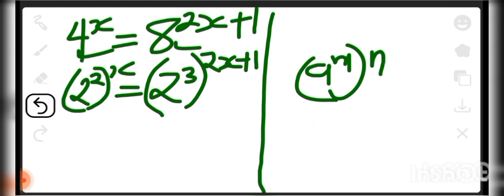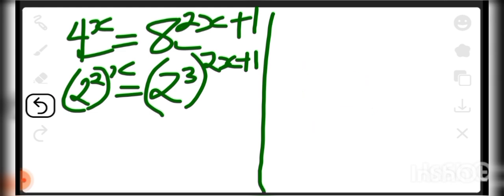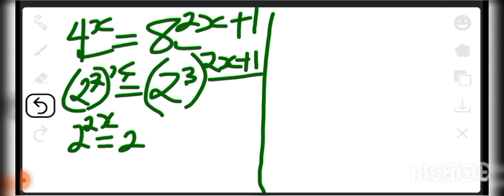So let's just apply that law of indices. We're just going to do something like this. This power times this x, that is 2 times x. We have 2x. It's now equal to 2 raised to the power of this power times everything here. Both this 2x and this 1 are going to be affected by this power. So 3 times 2x, we are going to have 6x. Then 3 times 1, we are going to have 3.